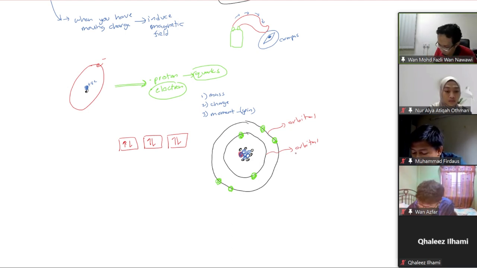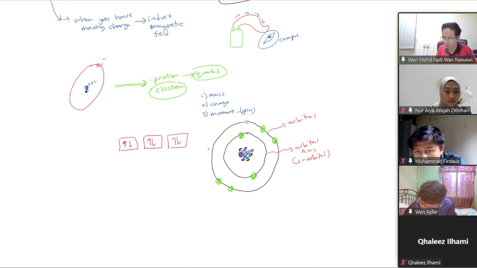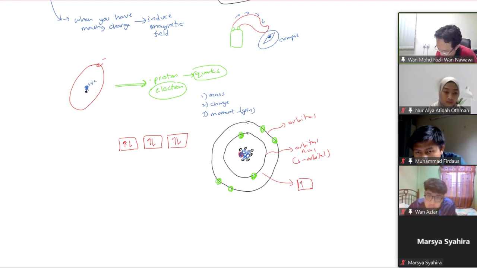Okay? So if you see the first orbital, the n equal to 1, the S orbital, the electrons here feel as if the orbital is filled. They are full. And you see the electron has this spin, so they cancel out the magnetism that they create, because as I said before, one of the properties of every particle is the moment, the spin. If you have one up and one down, they cancel each other.